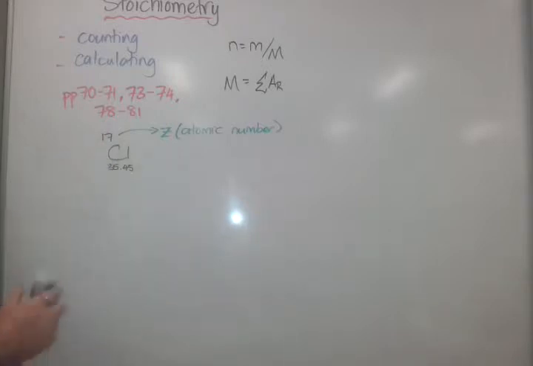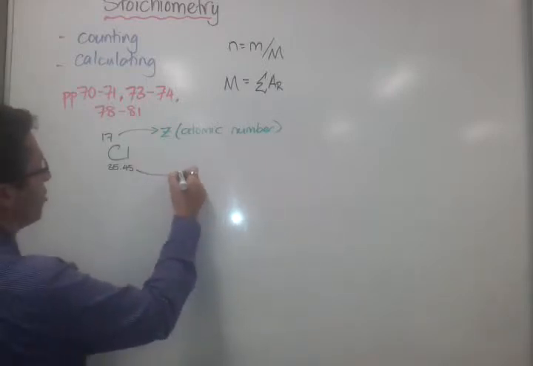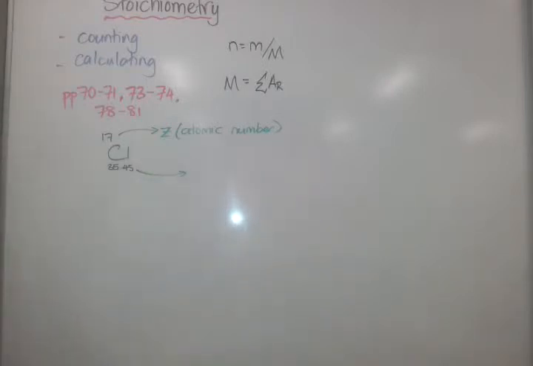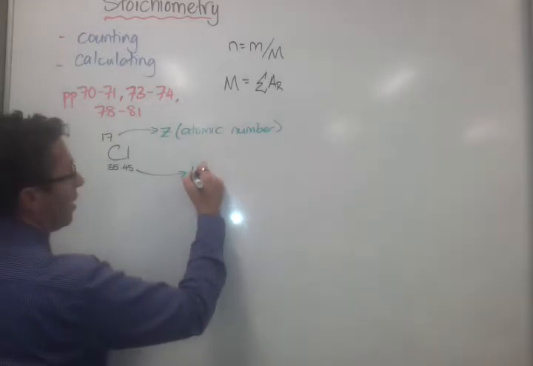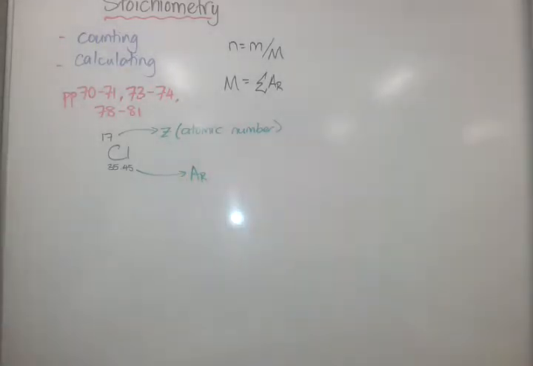This number at the bottom, though, is really important. It's called A, and because it's not just a whole number, it's got decimal points after it, it's called A with a subscript capital R. And it means relative atomic mass. Now, I'm not going to write a definition for that because you don't need to say that verbatim, and I'll probably get it wrong if I try.